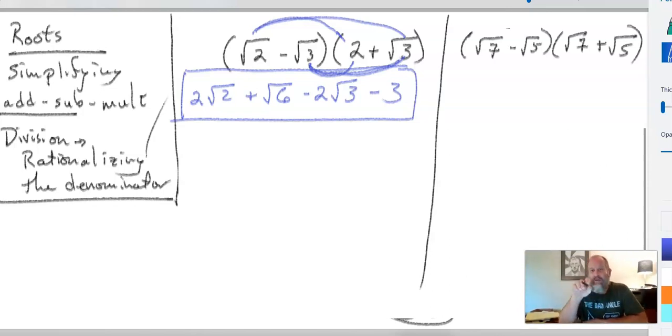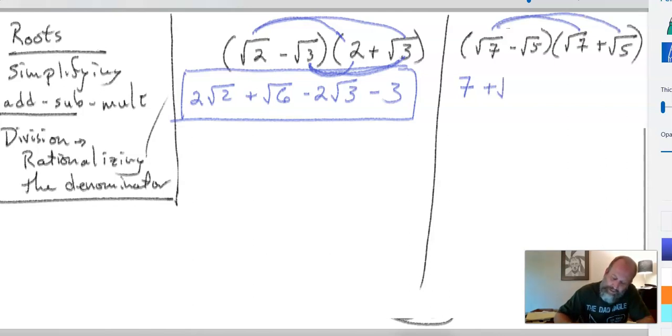Now, let's go ahead and look at this second one here. Let's go ahead and multiply this out. Remember, we had said anytime you multiply a root by itself, it kills the root. And honestly, what you're really doing is squaring it because you're multiplying it by itself. So squares undo square roots. Okay, so root 7 times root 7 is 7. Root 7 times root 5 would be root 35. Minus root 5 times root 7 is minus root 35. And minus root 5 times root 5 is just going to be minus 5.